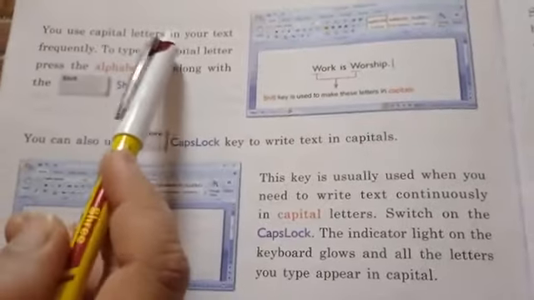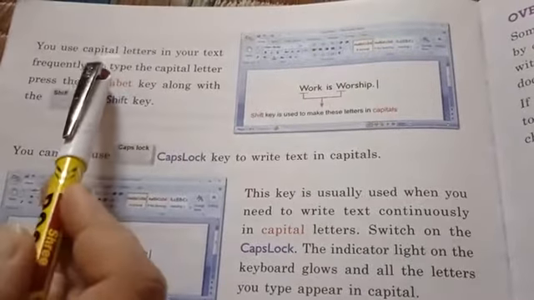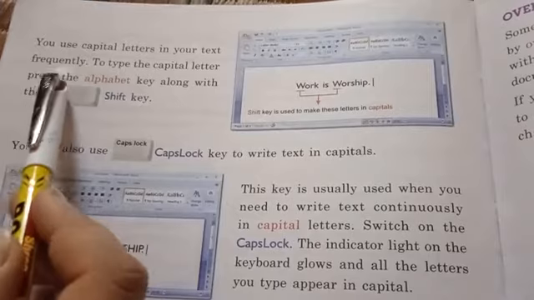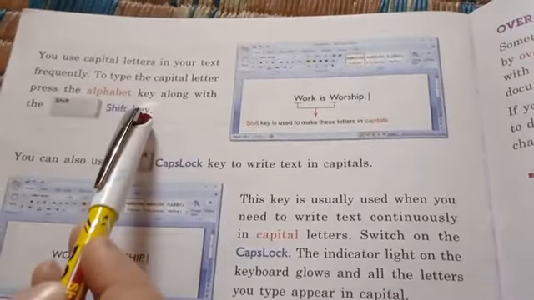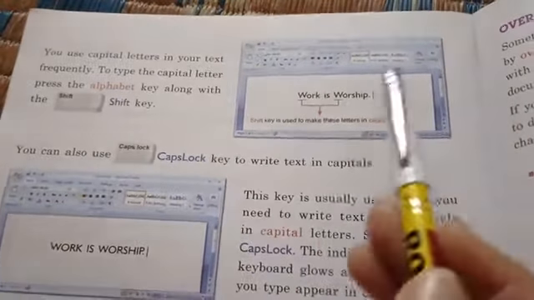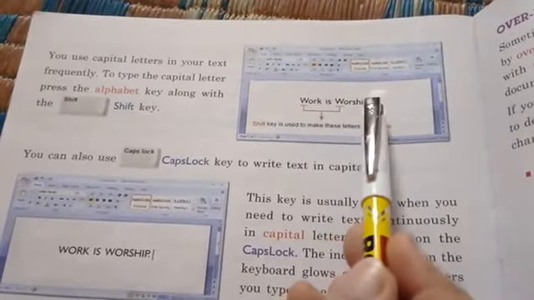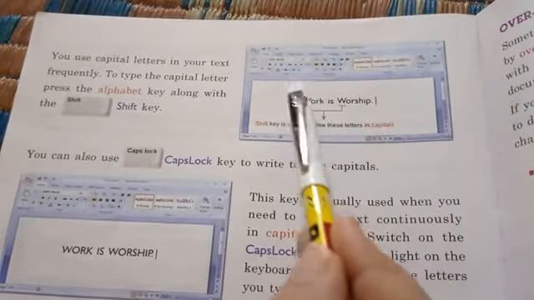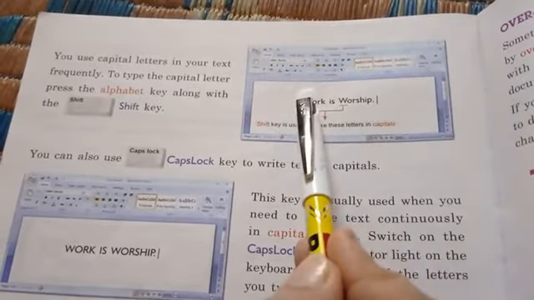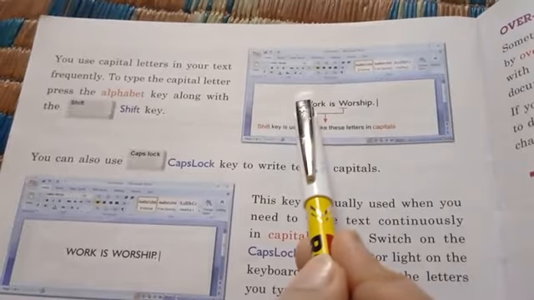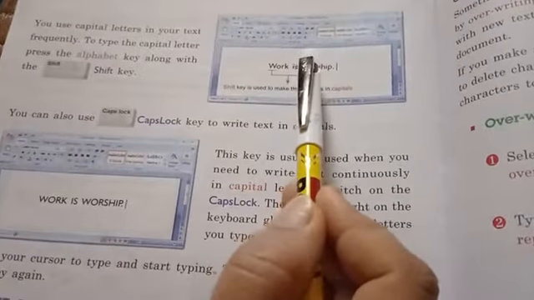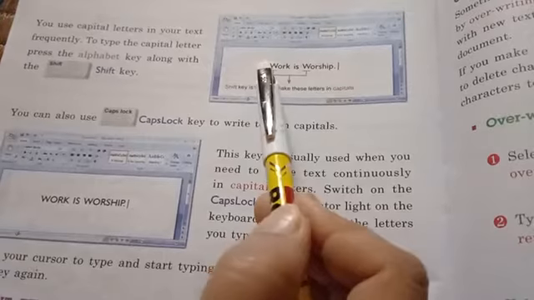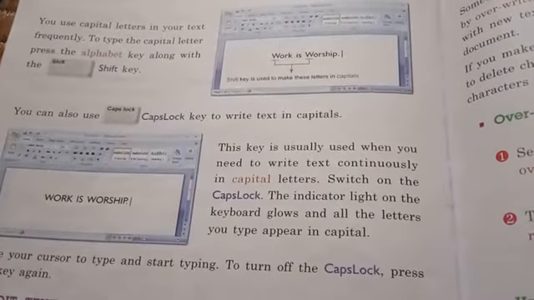You use capital letters in your text frequently. To type the capital letters, press the alphabet key along with the Shift key. Okay, suppose you write here work is worship. If you want W to be a capital letter, for that you have to press Shift key with W. You have to press here again Shift key with W. After that you will get a capital letter.